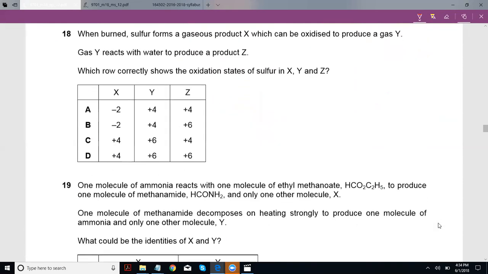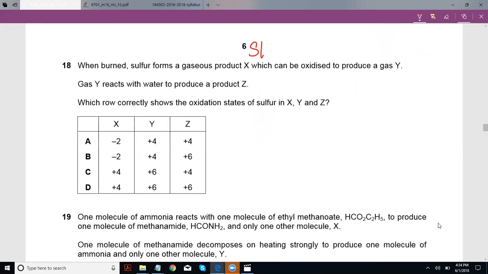18. When burnt, sulfur forms a gaseous product X, which can be oxidized to produce a gas Y. This is kind of obvious. When burnt, sulfur forms SO2. Since it can be oxidized to produce gas Y, that is SO3, because what else would it form? When burned, it would react with oxygen, so it will form one of the two sulfur oxides. The reason I know it is SO2 is because only SO2 can be further oxidized to SO3. Gas Y reacts with water to produce a product Z, that is sulfuric acid.